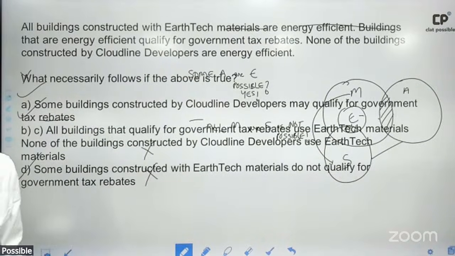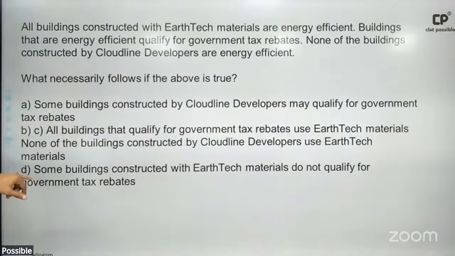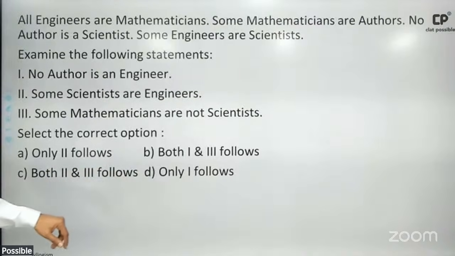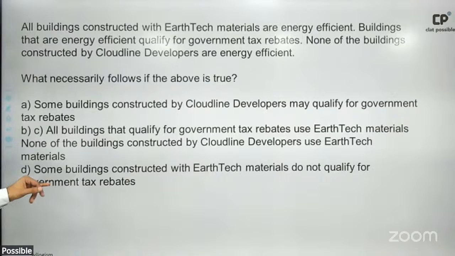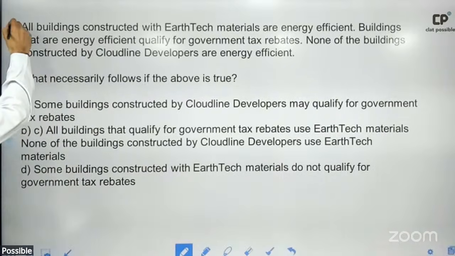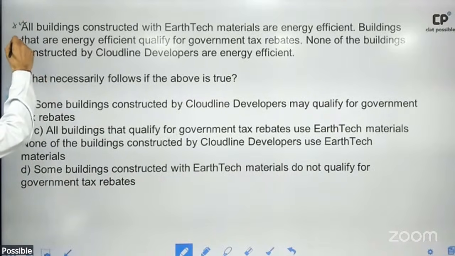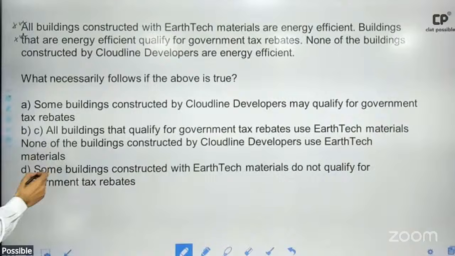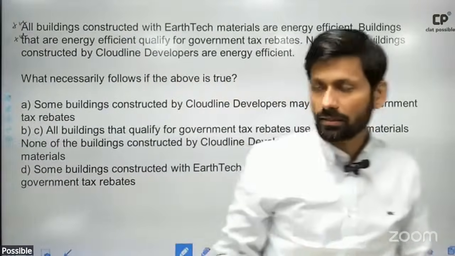Actually, इसमें ना ये negative statement था, 1 सेकेंड. ये previous question हम लोग देख रहे हैं यहाँ पे D में: some buildings constructed with earth-tech materials do not qualify for government tax rebates. तो हमको ये दोनों positive statements थे ना, this was a positive statement, and the second statement was also a positive statement, so negative conclusion does not follow, it is a possibility, इसलिए D गलत था.